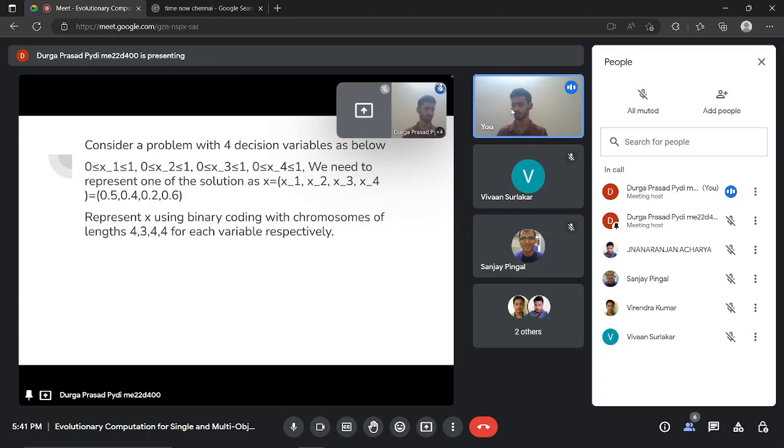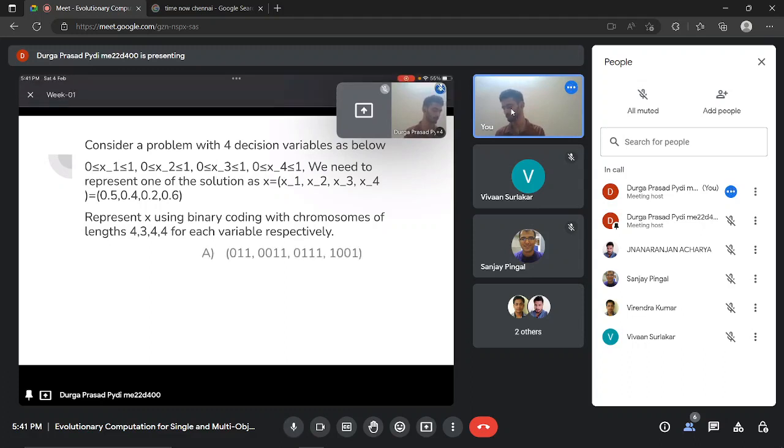Yeah, this is just another quick problem. So we have 4 decision variables. Consider them to be x1, x2, x3 and x4. All of them are varying between 0 and 1. And during one of my iterations, I obtained this particular solution as 0.5, 0.4, 0.2 and 0.6. Now I need to convert it into a binary string so that I can feed my computer for the next steps. So maybe I'll wait for a couple of minutes for you to solve this problem.